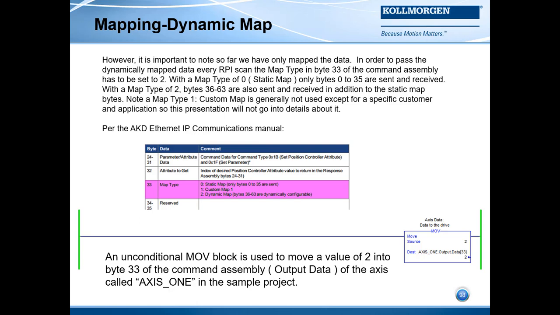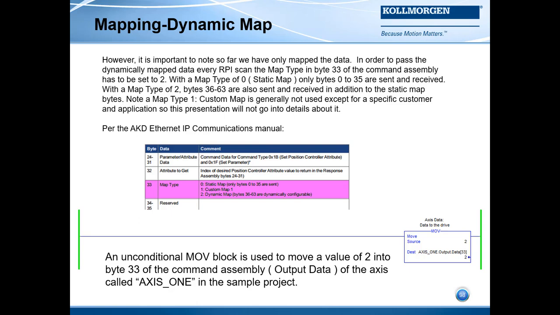Highlighted in violet is byte 33, which is the map type, and you'll note that there are 3 possible values or selections. With the map type of 0, the static map, only bytes 0 to 35 are sent and received. With the map type of 2, bytes 36 through 63 are also sent and received in addition to the static map bytes. Note a map type 1 custom map is generally not used except for a specific customer and application, so this presentation will not go into details about it.